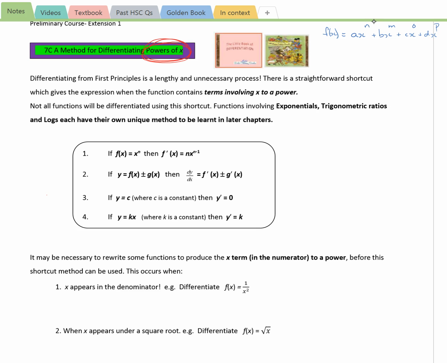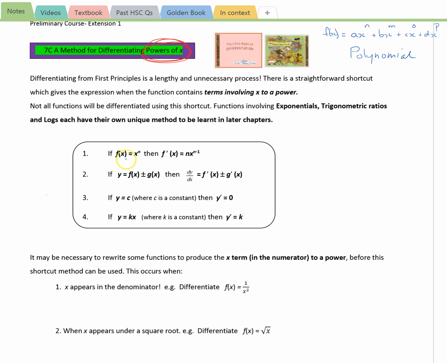Okay, so these are the types of functions that we're going to be differentiating now. And just be aware, yes, sometime later, they will be identified as a polynomial. All that means is x is to some power. Okay, let's have a look.